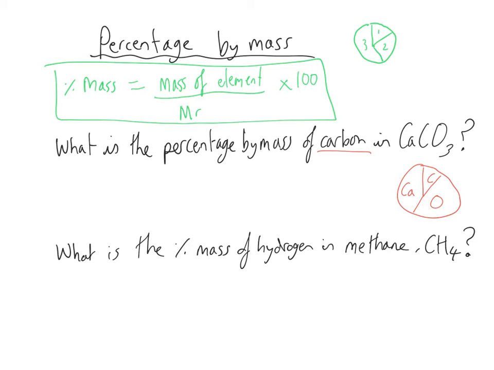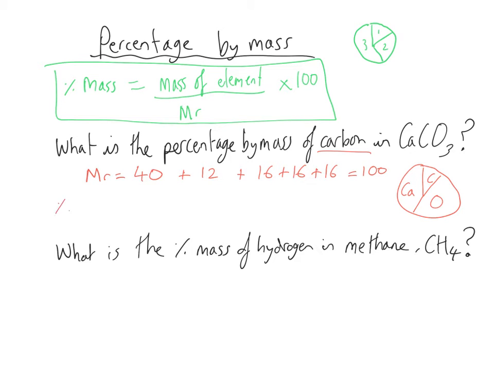And so when we look at the periodic table, we find out that calcium's got a relative atomic mass of 40, carbon's got 12, and oxygen is 16, but there are 3 of them, and so we need to include it 3 times like that. When we add all of those numbers together, we get 100. So the total mass of calcium carbonate, that is the MR, the relative formula mass, is 100.